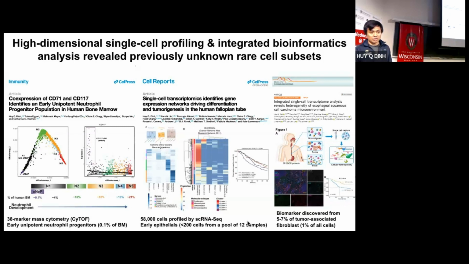And if we don't have 12 samples, probably we're not going to be able to believe this subset. So we are able to link them with the gene signature from TCGA, and they are linked with the good prognosis subtypes of ovarian cancers. And another example is we are able to identify biomarkers that make up about 5% or 7% in the tumor-associated fibroblasts and 1% of the total cells. And they also link with the prognosis marker here.